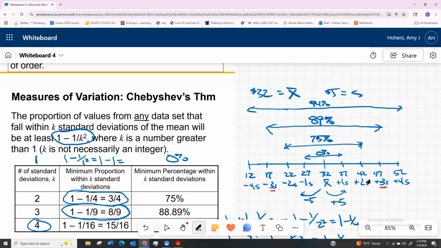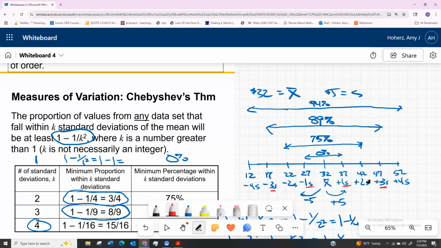The data could all be, like for Dean's situation, he could have all orders in his sample that are above $37 or below $27. There doesn't have to be any between 27 and 37. Chebyshev said, I can't guarantee there's going to be any in there, but 75% of the orders will be between $22 and $42, 89% will be between $17 and $47, and almost all of them, 94%, will be between $12 and $52.